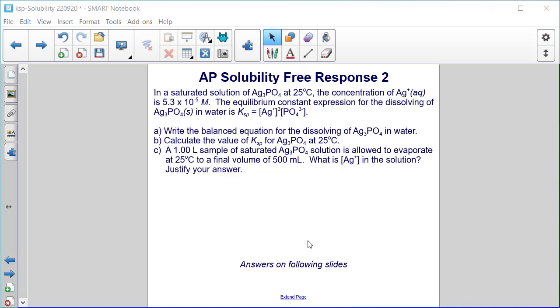C. A 1.00 liter sample of saturated silver phosphate solution is allowed to evaporate at 25 degrees C to a final volume of 500 milliliters.